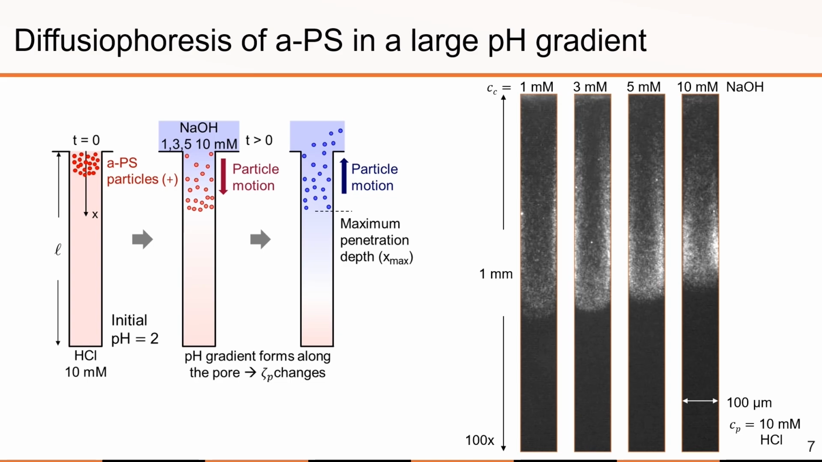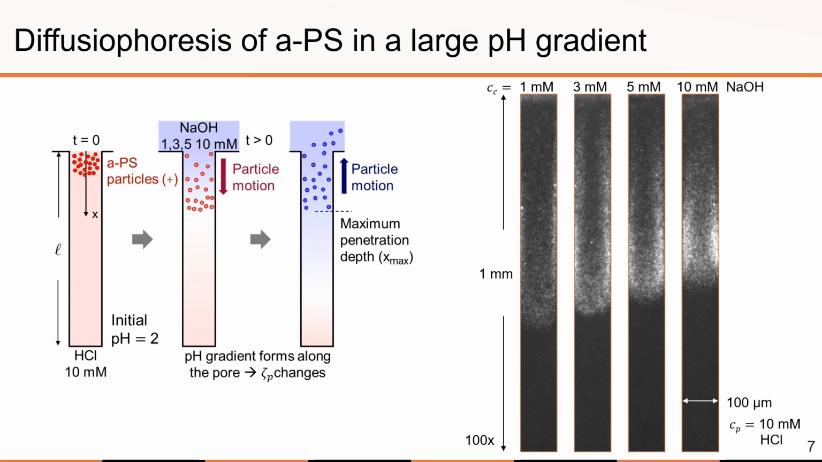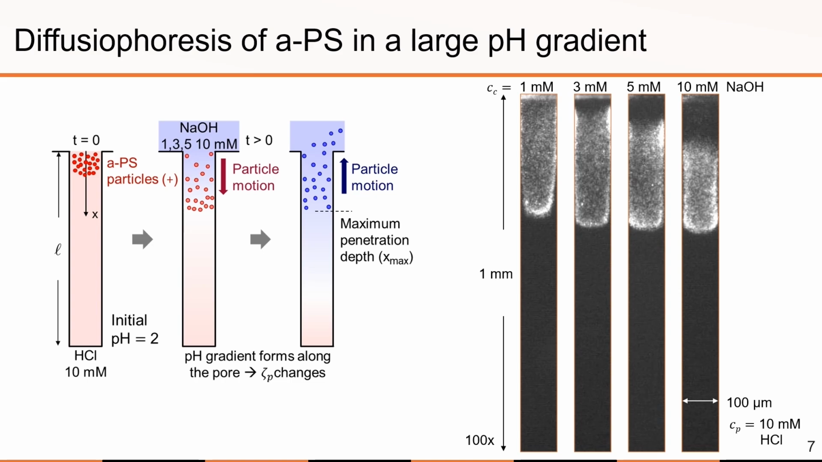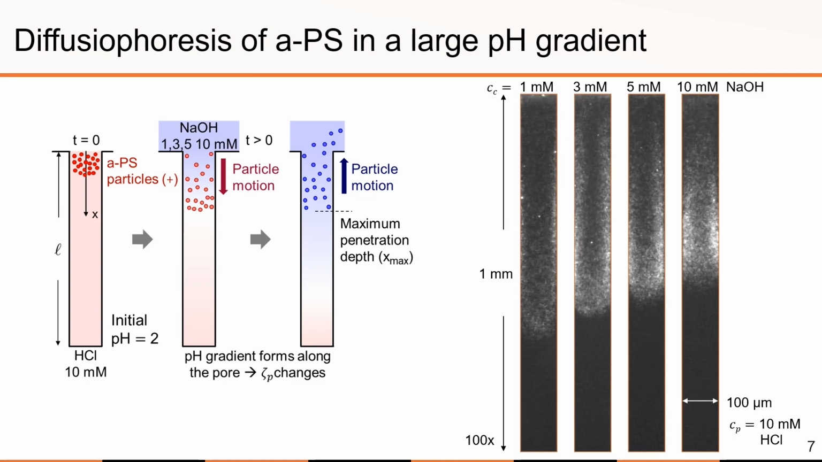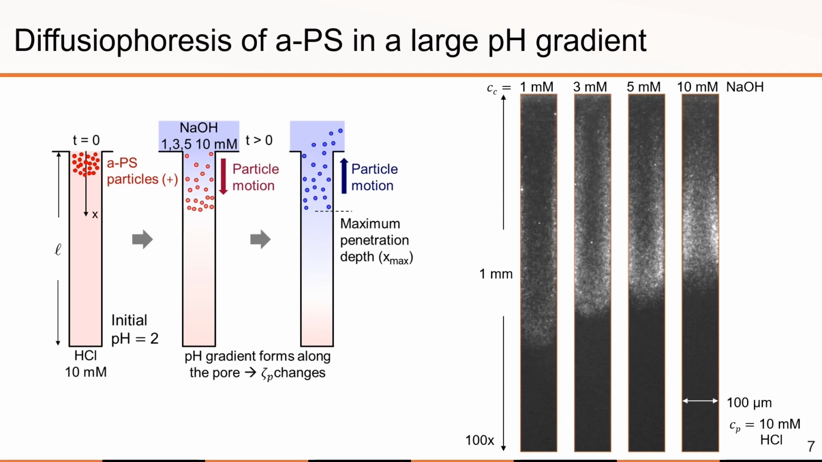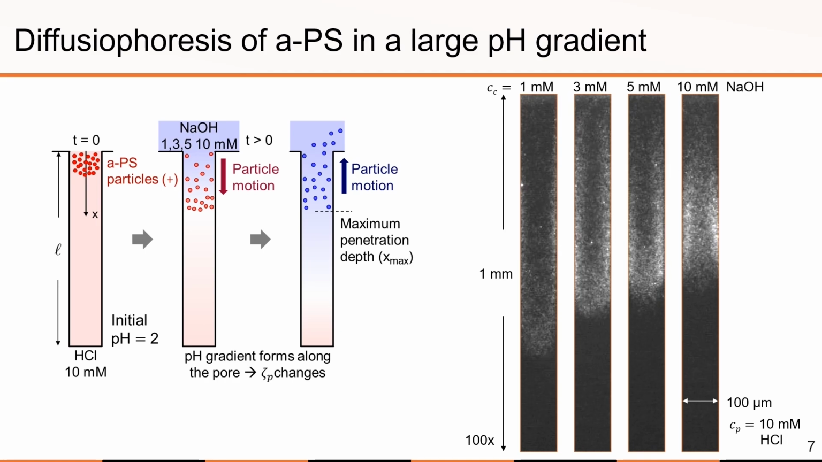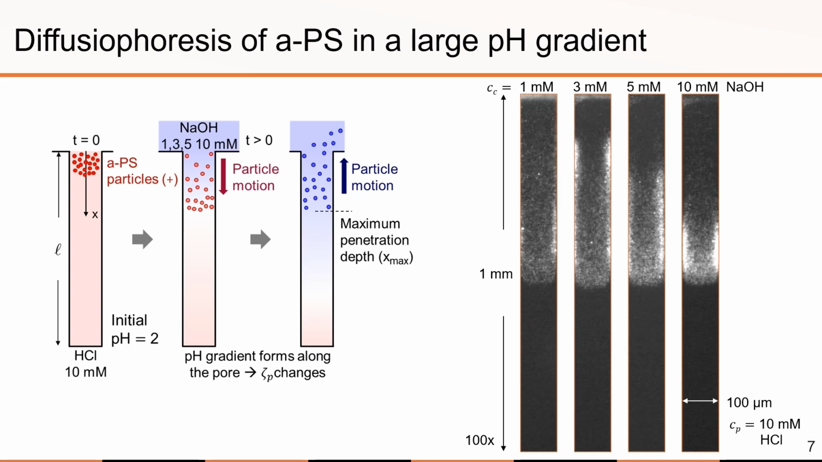When there is a 10 millimolar NaOH solution in the main channel, the APS particles are initially positively charged but become negatively charged as interdiffusion occurs between NaOH and HCl. Consequently, the particle front changes its direction of motion around halfway along the pore. For the cases with 3 and 5 millimolar sodium hydroxide, the flat particle fronts stop moving near 600 micrometers and then become a parabolic shape.